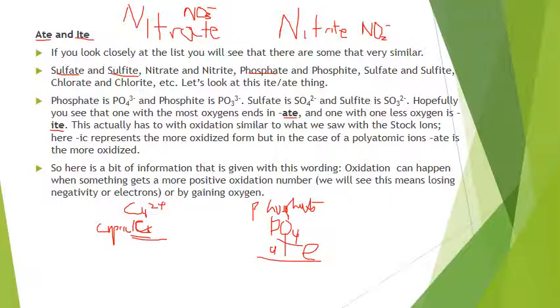The less oxidized states, if it's ic, it will be the opposite. The less oxidized state will be ous and ite. And you're going to see this in a second. So how this relates.